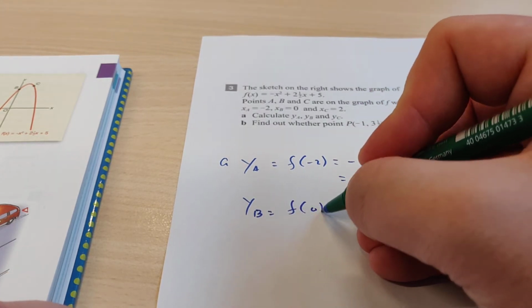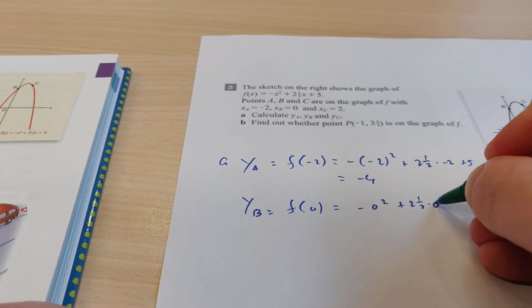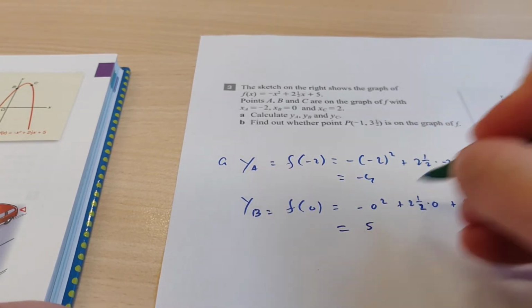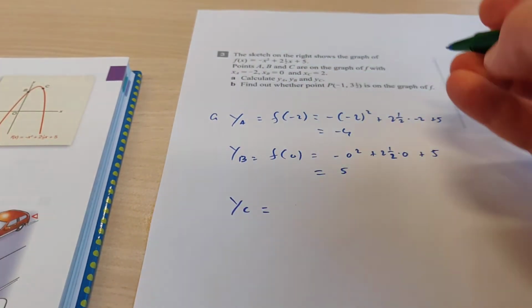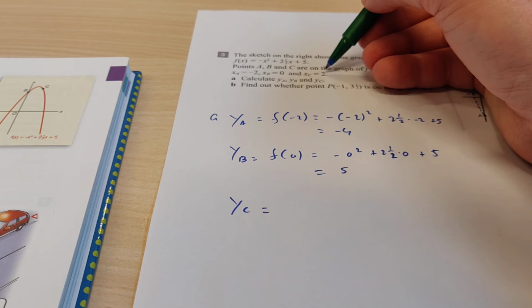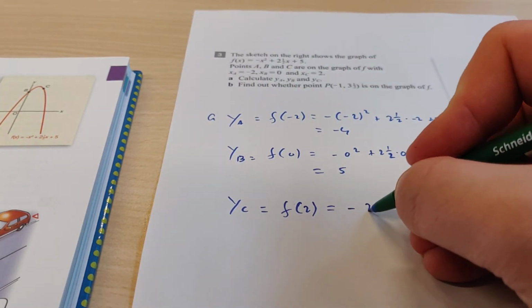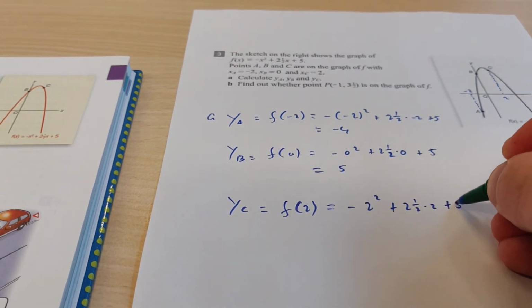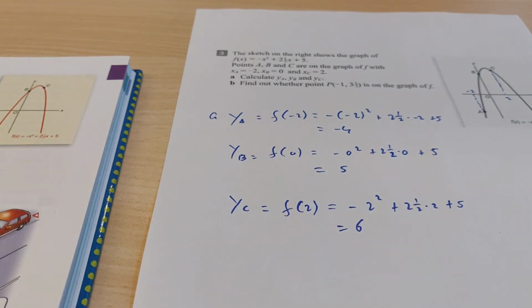Now for y_B, we need to take 0 and fill that in. So f(0): minus 0 squared plus 2.5 times 0 and then plus 5. The outcome of this is going to be 5. And then for y_C, here we have 2, so we're going to fill in f(2). So you have minus 2 squared plus 2.5 times 2 and then plus 5. This is going to be 6 if you calculate that. And this is how to calculate y_A, y_B, and y_C.